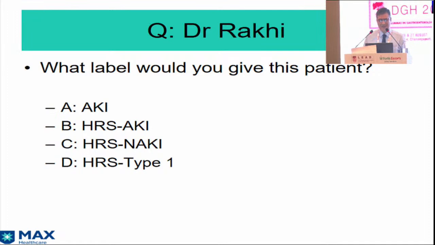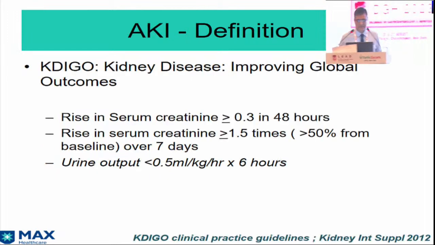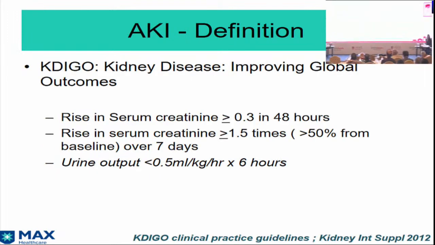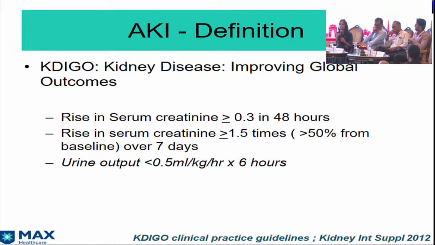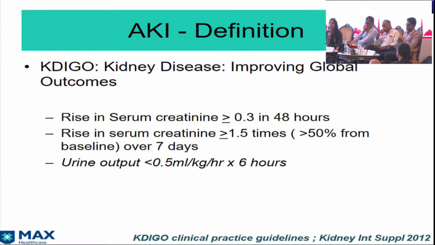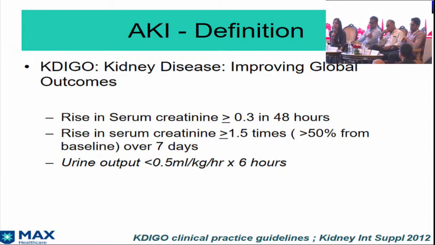All right. So Dr. Rakhi, at this stage, what label would you give this patient and why? Yeah, we're dealing with the AKI, which is possibly stage 3, and it's a severe form of AKI. So when you talk about HRS AKI, you should have done an initial volume assessment and expansion with albumin before you label your patient with HRS AKI.